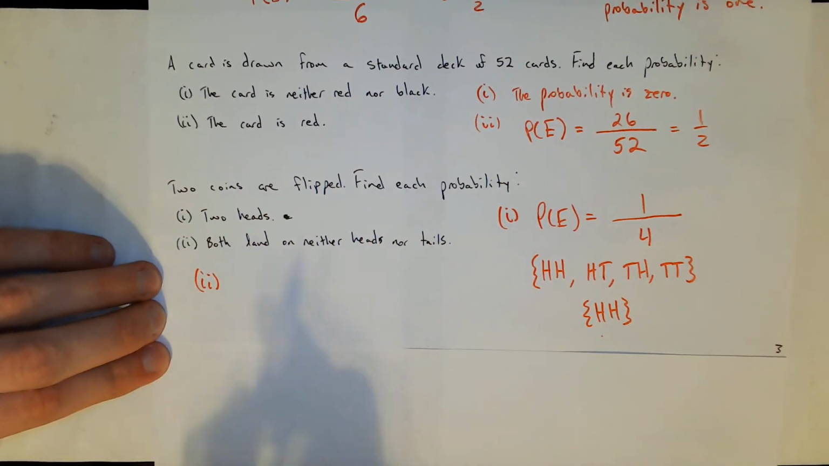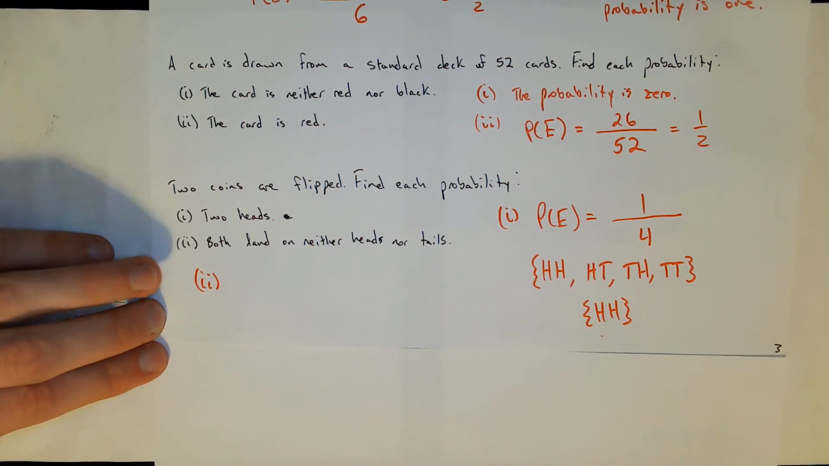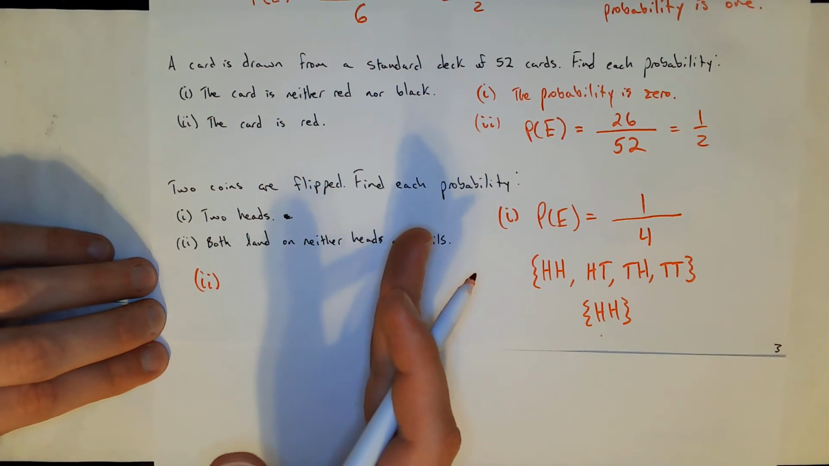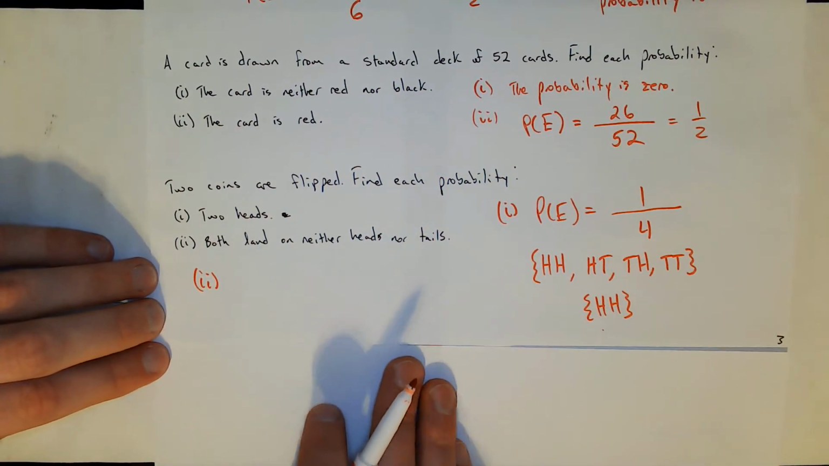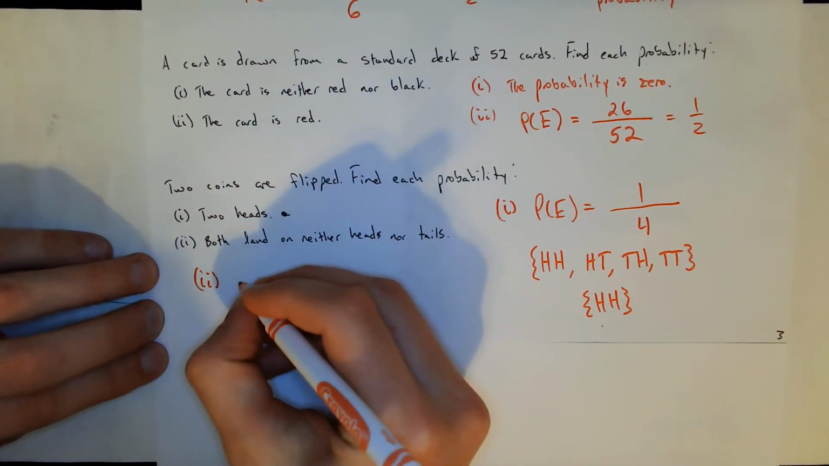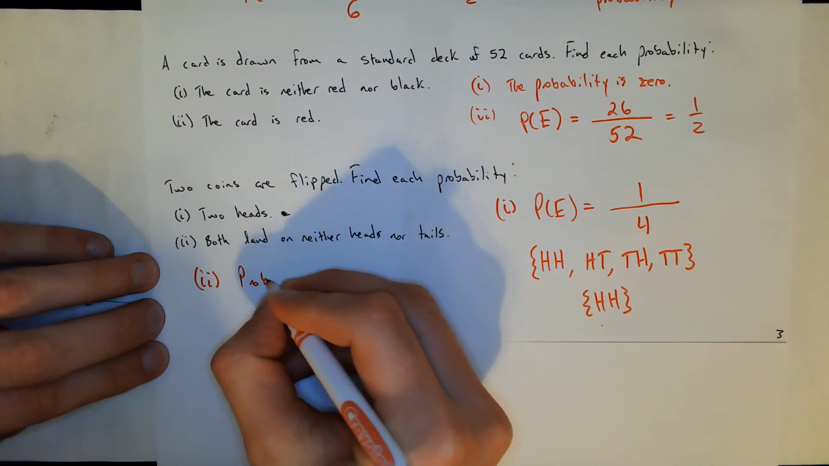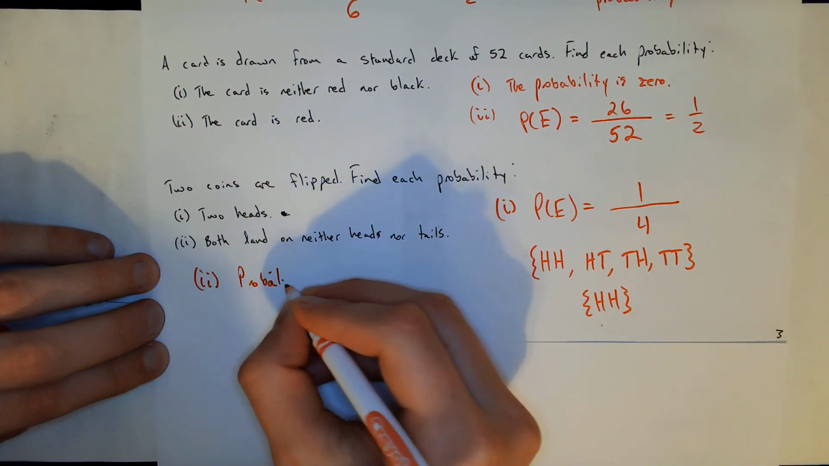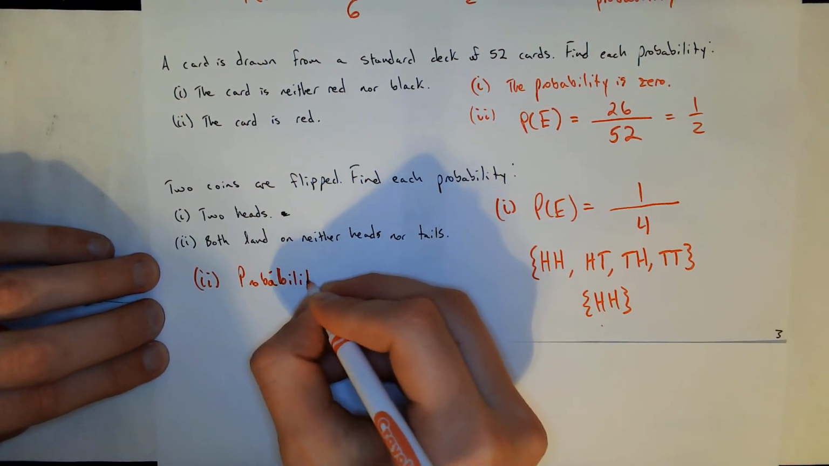Okay, what about part 2 here? Both coins land on neither heads nor tails. Well, that doesn't make sense, right? What does that mean? They land straight up and down? Come on, maybe there is a microscopic chance that that happens, but we will say no. The probability is 0.